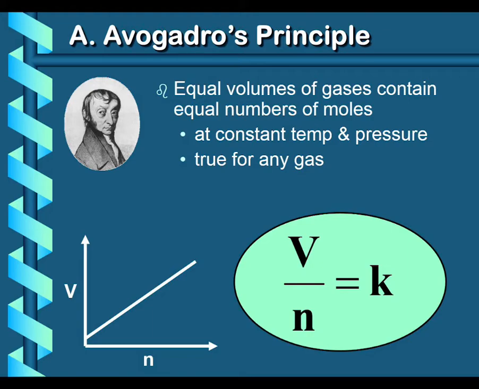And for moles of gas, we are going to use the letter N. So when you divide these two variables, volume and moles, you get a constant value, which means they are directly related. So now if we take the combined gas law, and we add Avogadro's principle to that, we can develop the ideal gas law.